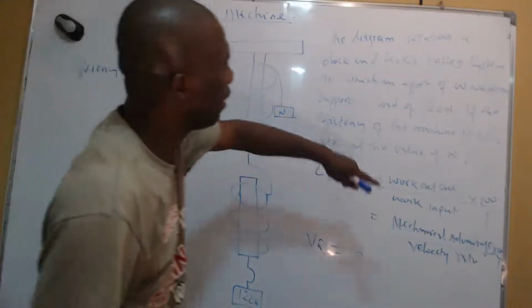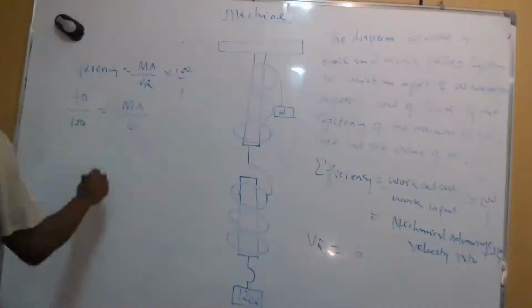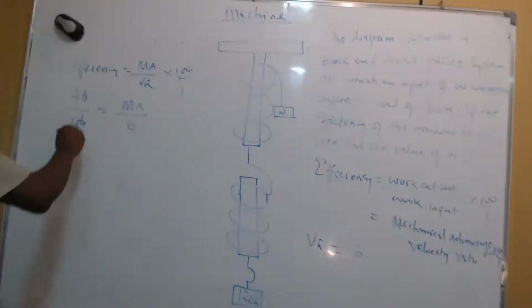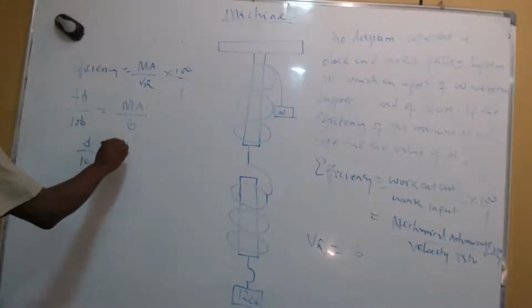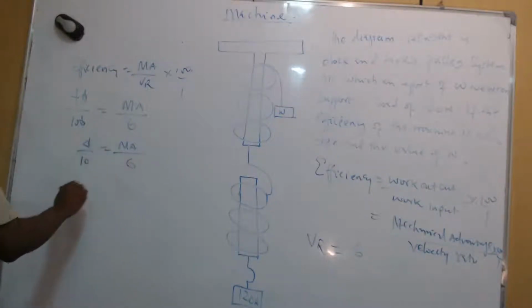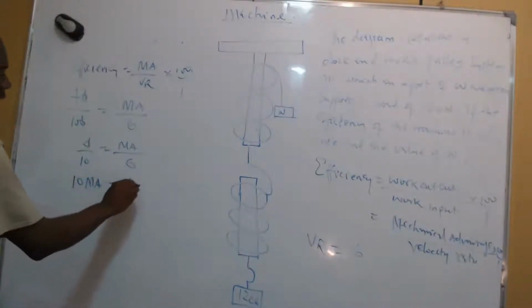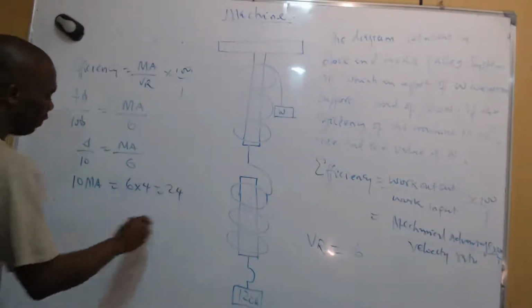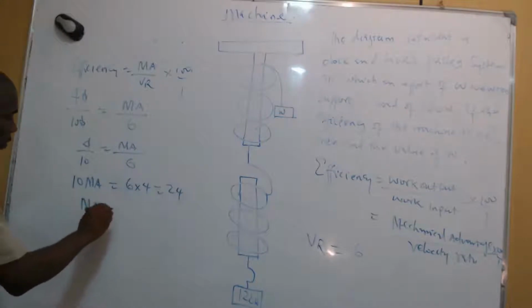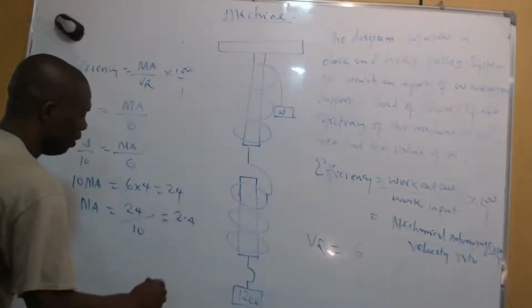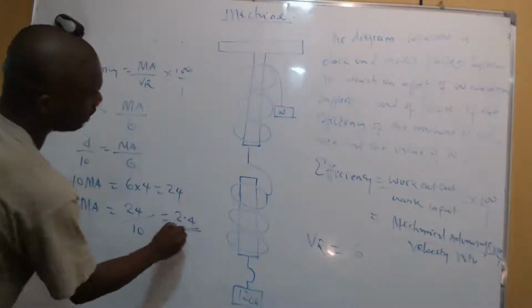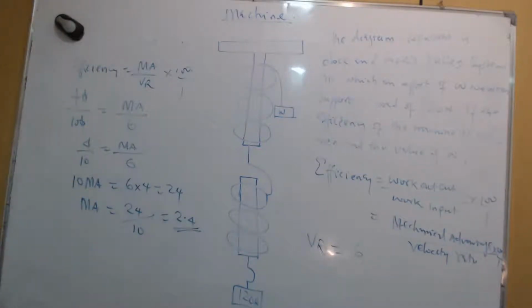We have seen the efficiency as 40. So we cross multiply, or 0 against 0. We have 4 over 10 is equal to MA over what? 6. So 10 MA is equal to 6 times 4, which is equal to 24. So MA will be equal to 24 over 10, which is equal to 2.4. Now, it is also unitless.